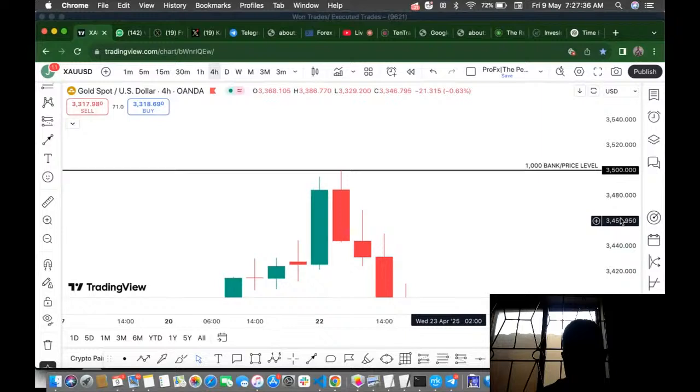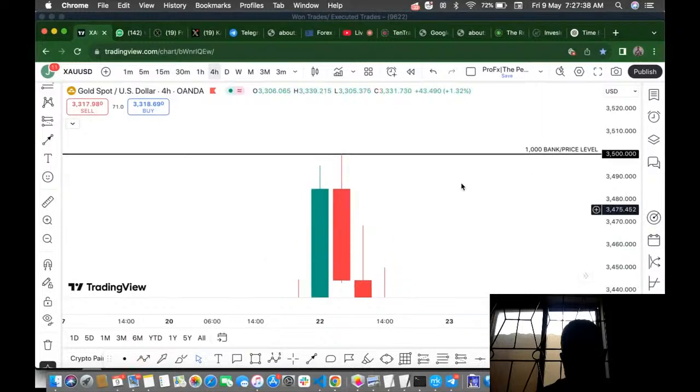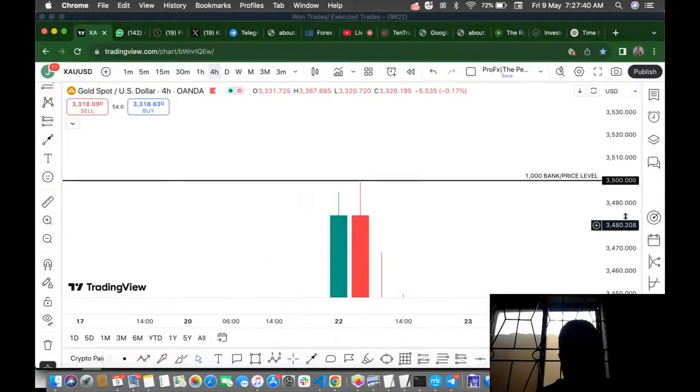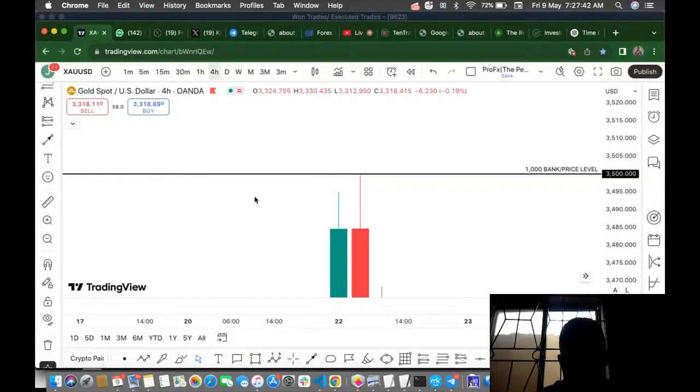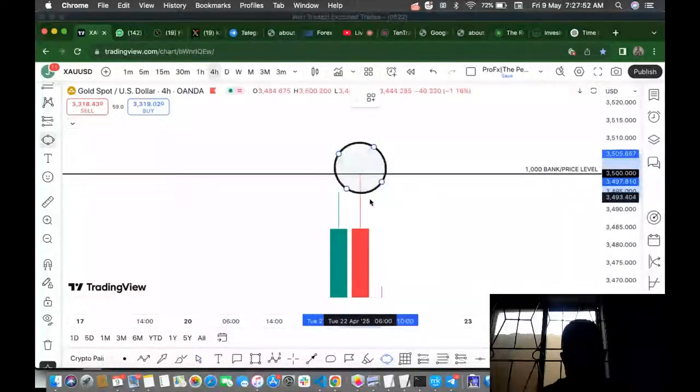Can you see? Did it touch it or not? Did it kiss it or not? 3.5. Without the bank level, you won't know why price got here and started selling. But we know. Can you see how powerful this edge is? Without this bank level here, you won't know why price got here and started dropping.